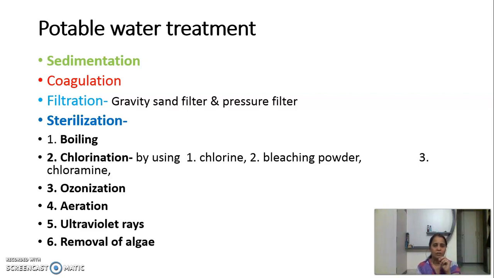Next one is ultraviolet rays, that is by exposing water to ultraviolet radiation. But again, it cannot be performed by municipality as it is expensive.